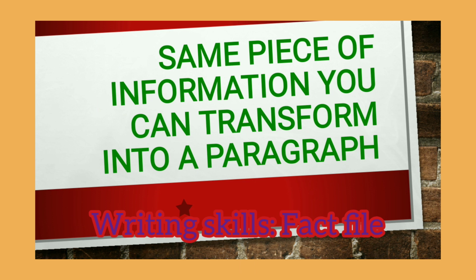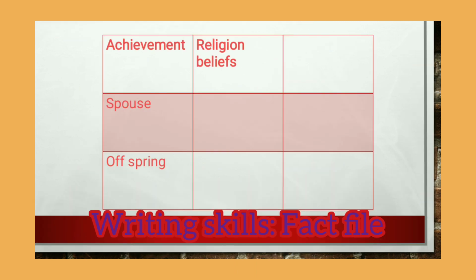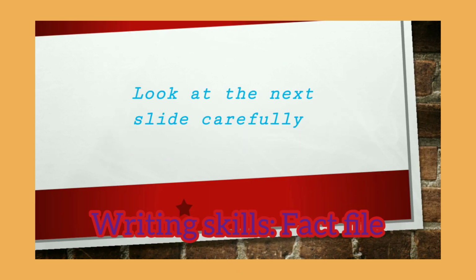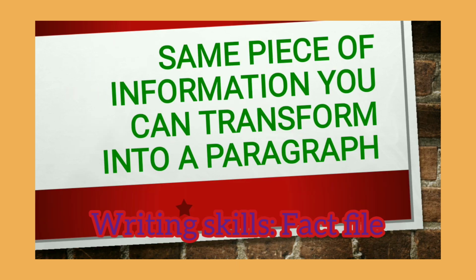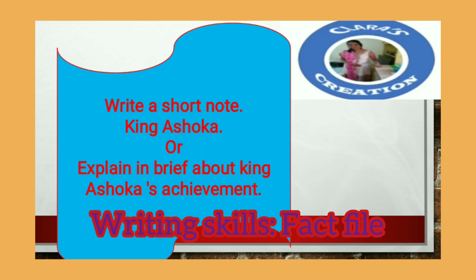The same piece of information you can transform into a paragraph. What I showed you here was a tabular image. When you transform the same piece of text into a paragraph, you come down to the next part of your SQ3R method. You finished with survey, you finished with study, and now you frame questions. Write a short note on King Ashoka.